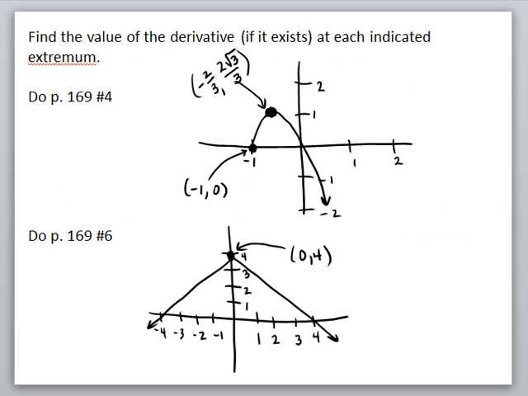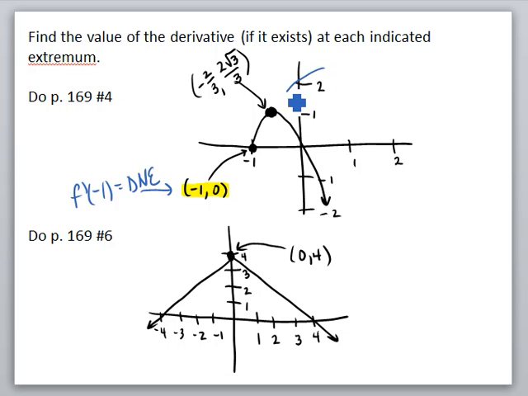What I'm going to start with is just pictures. So we're going to find the value of the derivative, if it exists, at each indicated extrema. We're first going to look at this point right here at -1, 0. We're going to determine the derivative of that. The derivative at -1 does not exist. And that's all we're going to state right now. It does happen to be an extrema because the derivative does not exist.